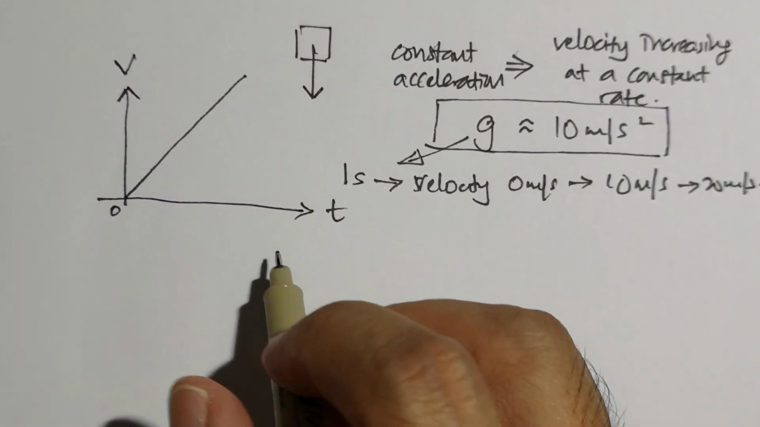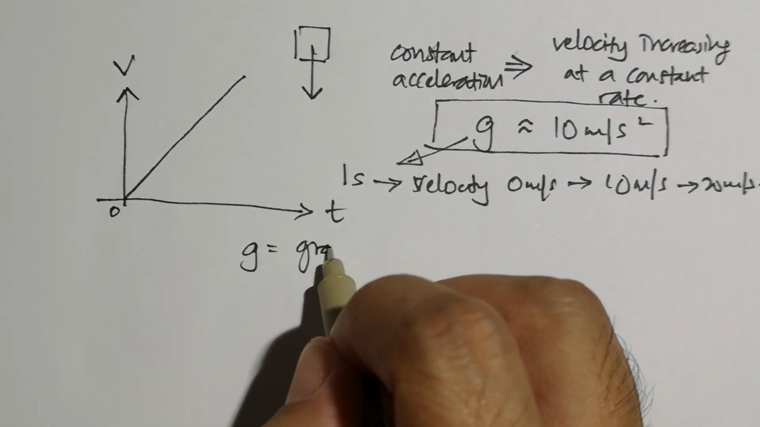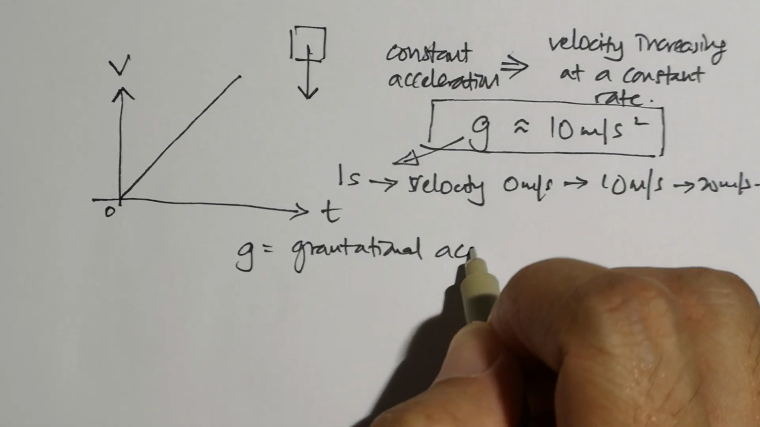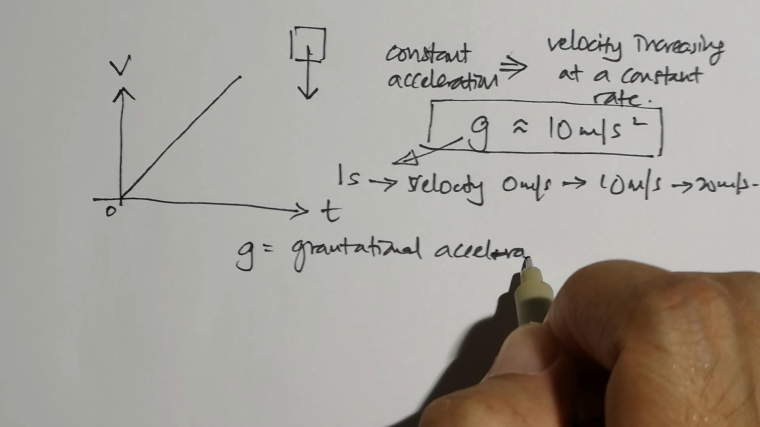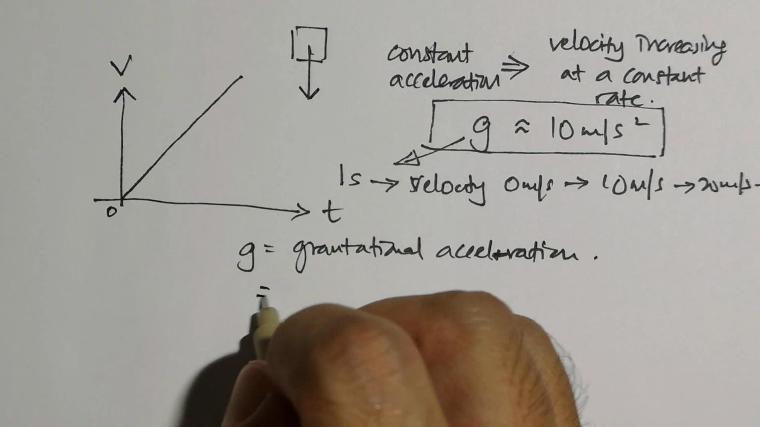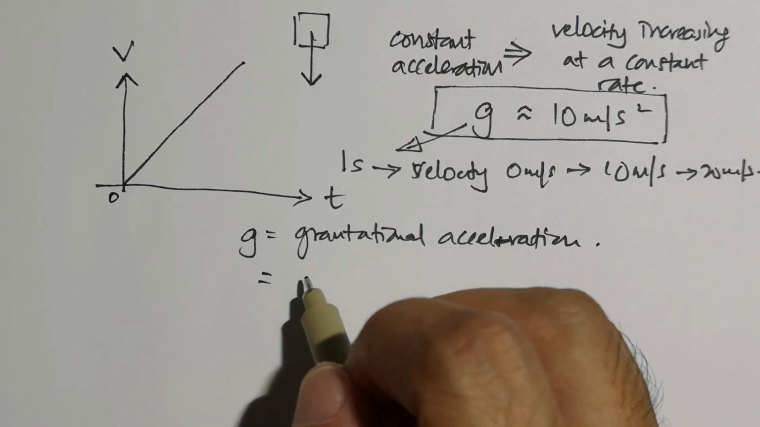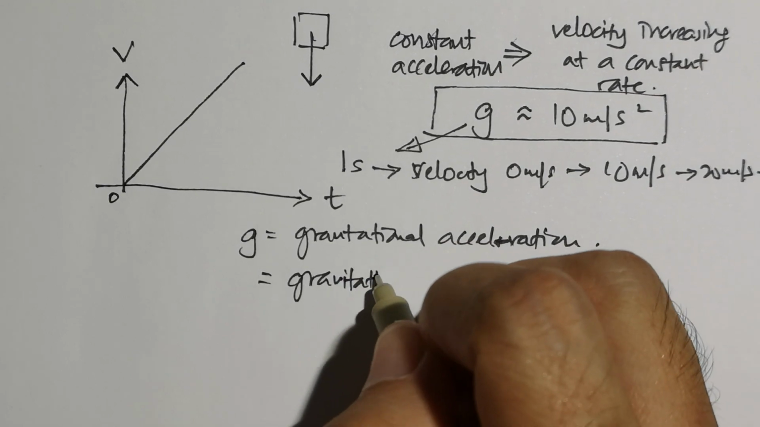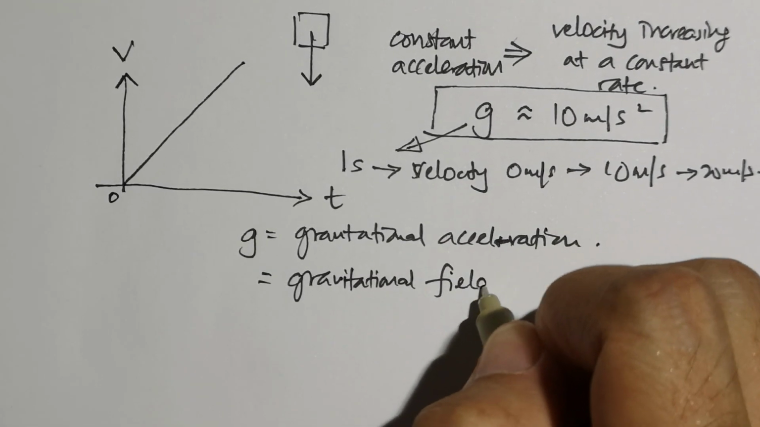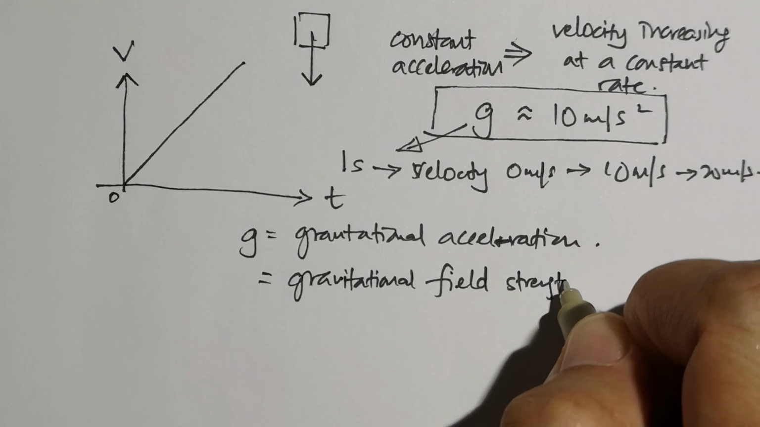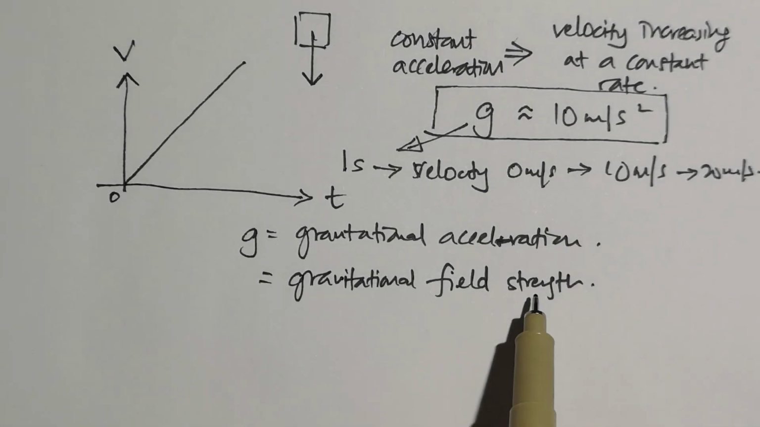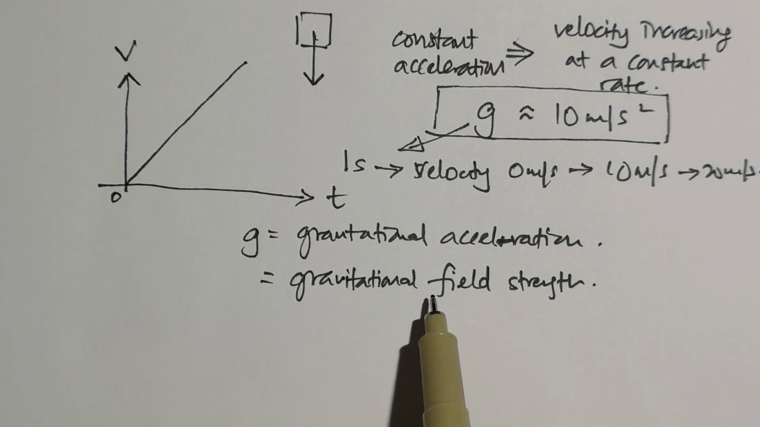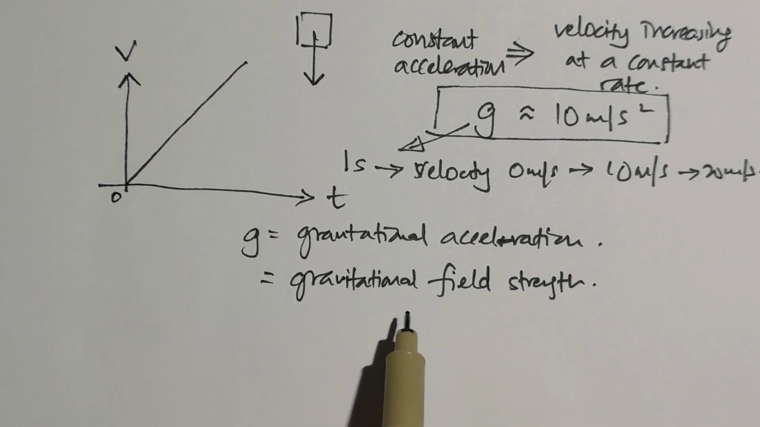There are a few names for this. So g can be gravitational acceleration. Or g is also known as gravitational field strength. Think about this word. It is the strength of the gravitational field, and gravitational field is really a space where gravitational force can be felt.